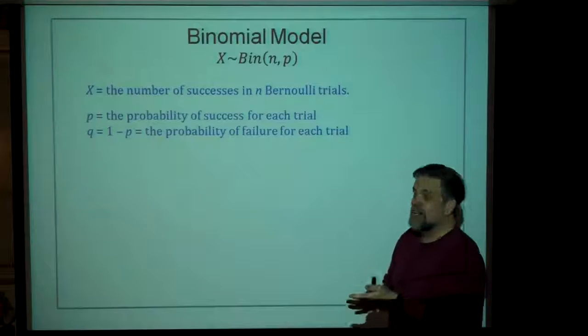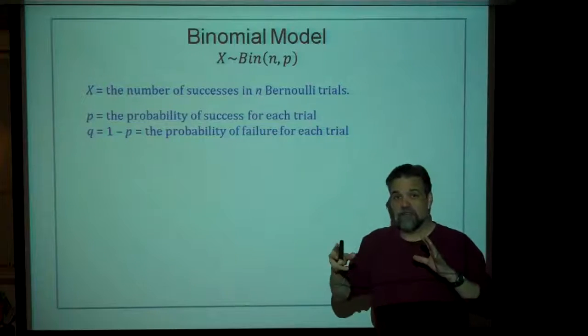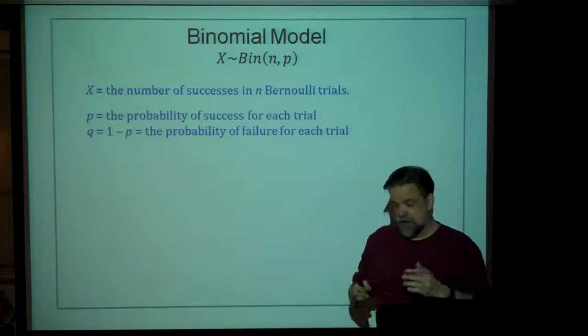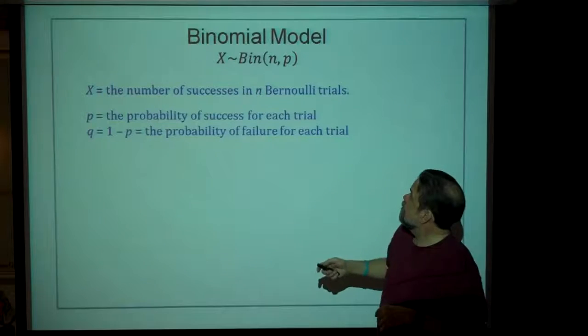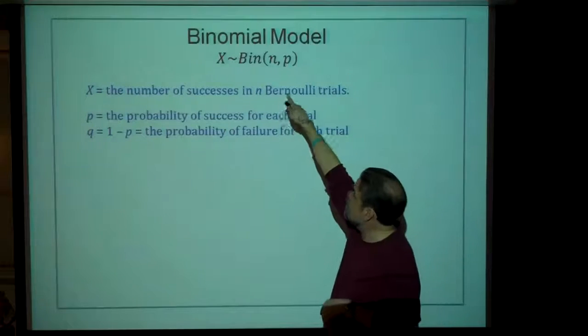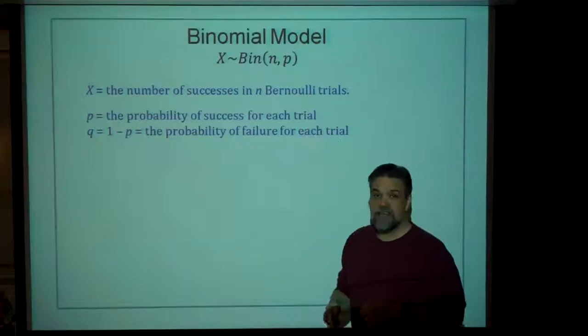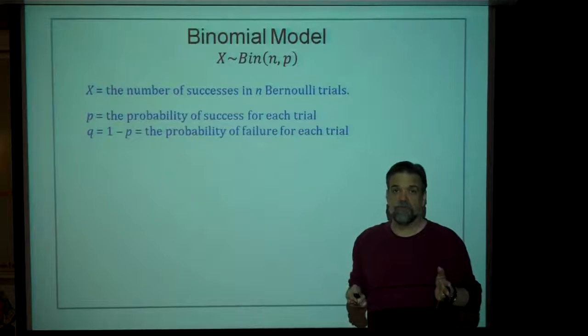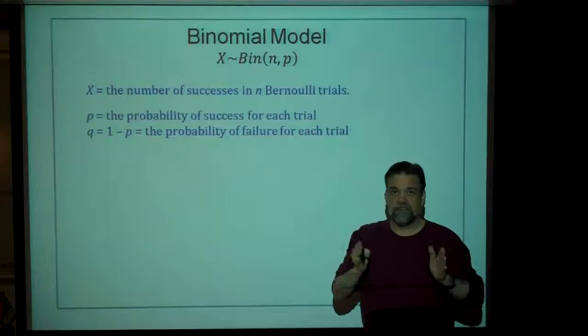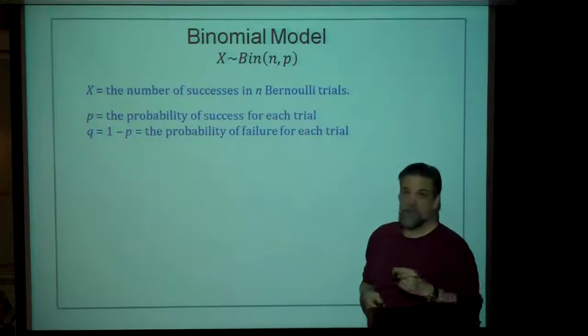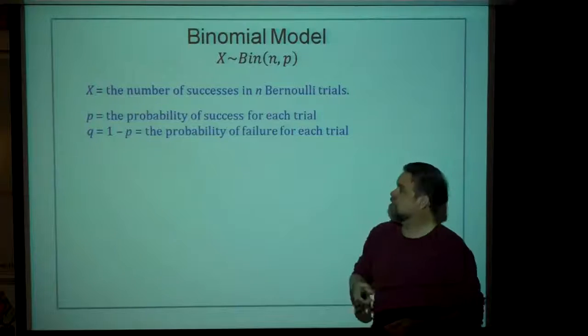The binomial model, this time we're not counting trials to get a success. This time, our number of trials is fixed. Okay? We write it this way, X tilde binomial with our parameters n and p. n is the number of trials that we're performing. Okay? n is fixed. It doesn't change. p is, again, the probability of success.